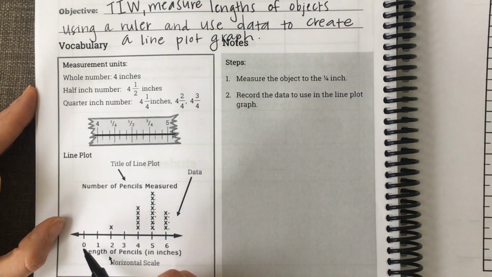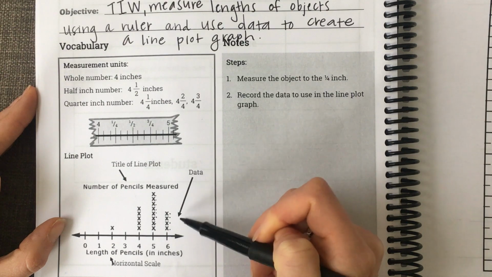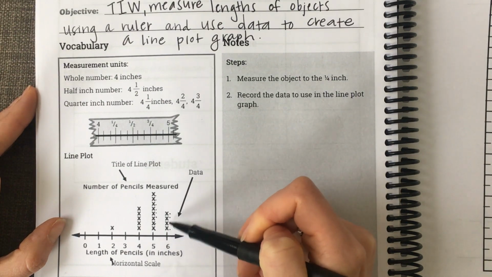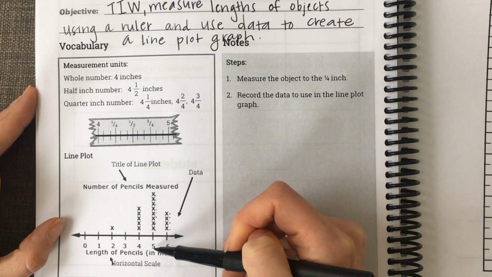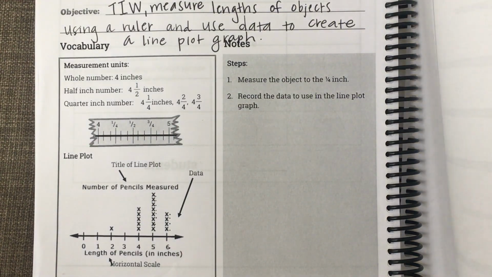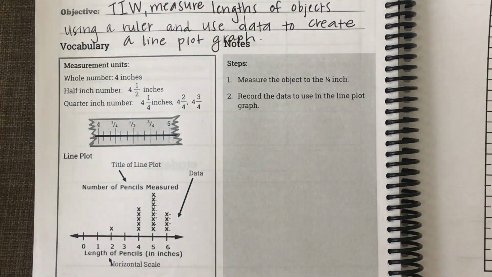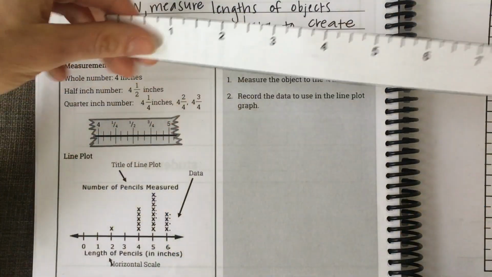Okay? There are 0 pencils that are 0 inches long, 0 pencils that are 1 inches long, okay? So these X's represent your data. That's how many pencils are 6 inches long, how many pencils are 5 inches long, etc. So the way that we are going to be using this today is by using the ruler that they have given to you in the book, the ruler that looks like this. But before, upside down. There we go.